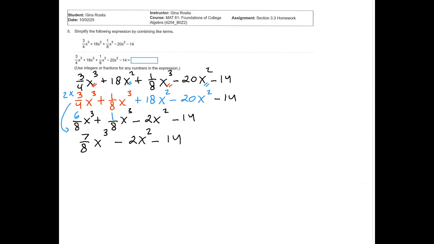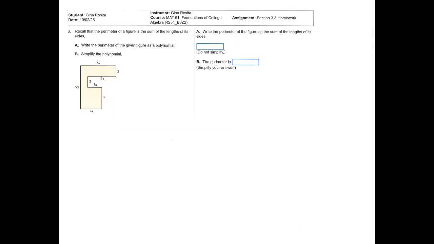Follow, yeah? So now go to number 6. Recall that the perimeter of a figure is the sum of the lengths of its sides. A. Write the perimeter of the given figure as a polynomial. So for A, do not simplify. It means we just add. Yeah, we just add all of the sides.